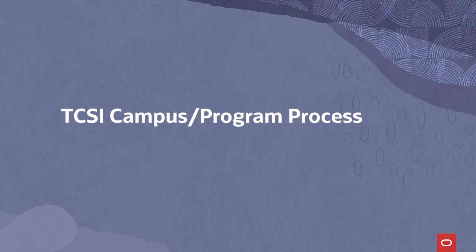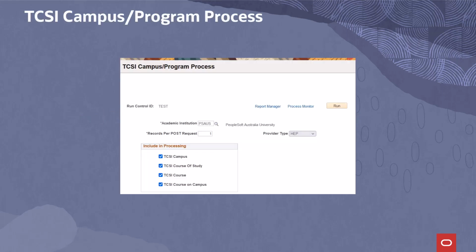The TCSI solution includes 3 processes that identify new and changed data, and then post, patch, or occasionally delete the related TCSI data. The TCSI Campus Program process allows users to submit new or update existing campus, course of study, course, or course on campus records to TCSI. Note that courses are called programs in Campus Solutions.